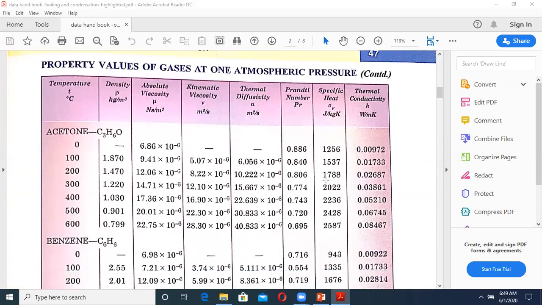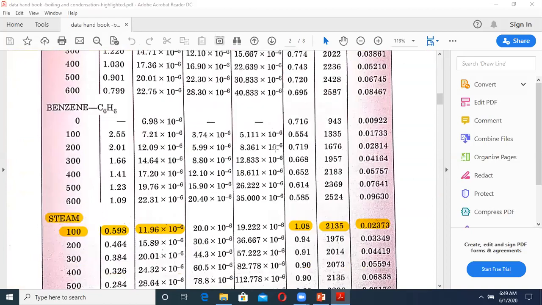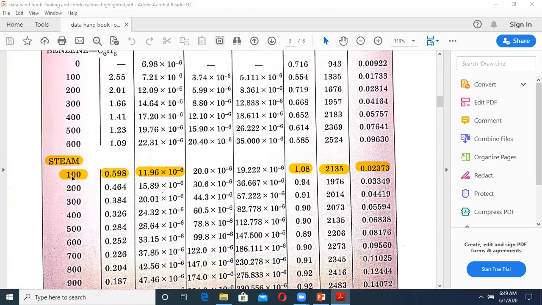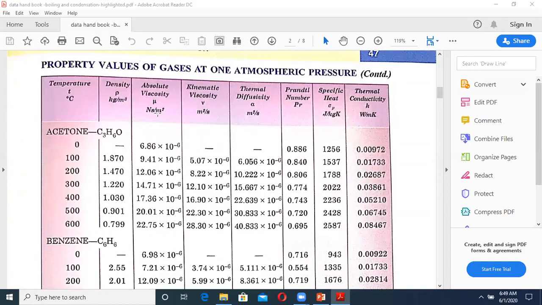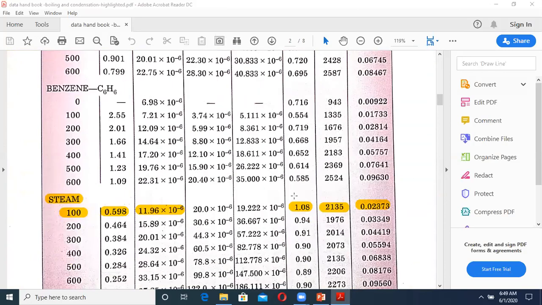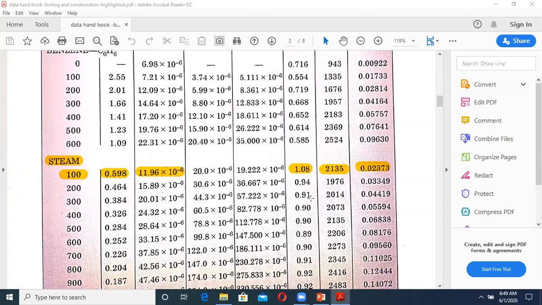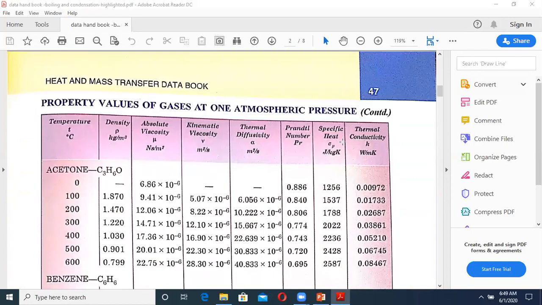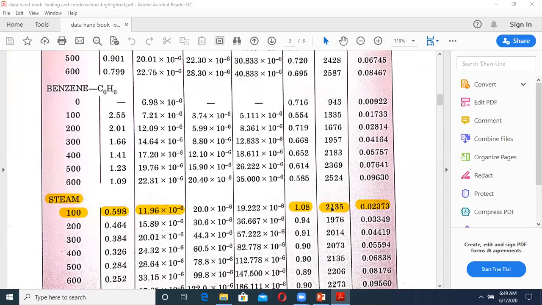Again, for the properties of the vapor, you need to go to the next one at one atmospheric pressure. So go to the steam table at 100 degrees centigrade. Note down these properties: density 0.598, then 11.96, which is directly given as mu V, for the vapor. This is rho V, the density of the vapor. Then Prandtl number PR 1.08, specific heat CV 2135, and the thermal conductivity KV.